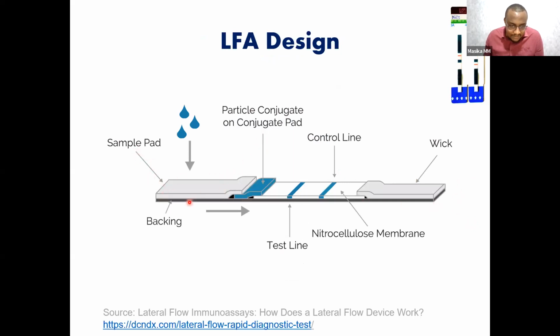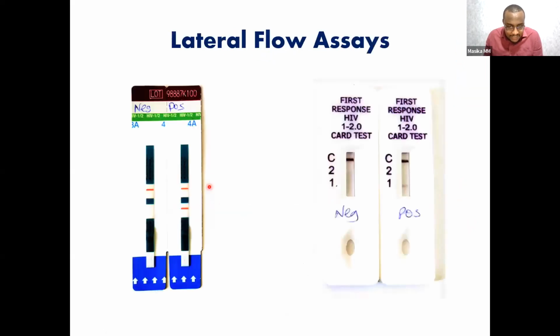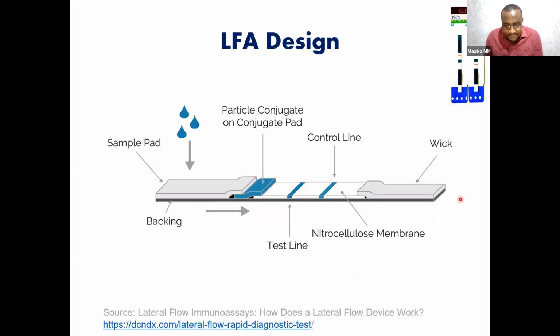This is the panel, and you start with a hard surface, like you can see here. This white thing is the hard surface. The test is only this strip here, and this is a cassette. This is plastic covering the strip. So that is the hard surface you can see here. And the place where you put your sample is called a sample pad.